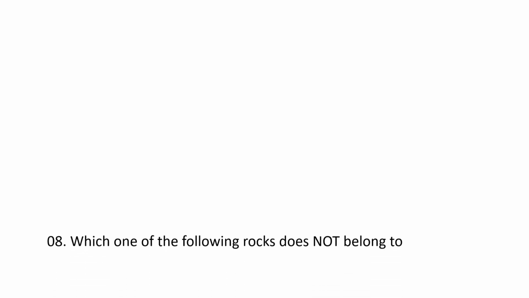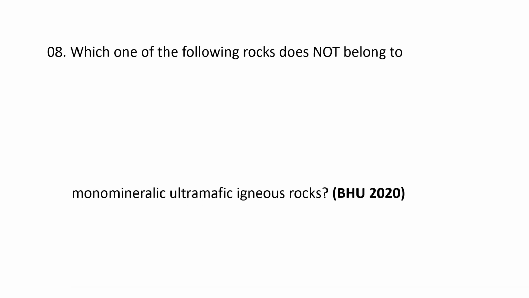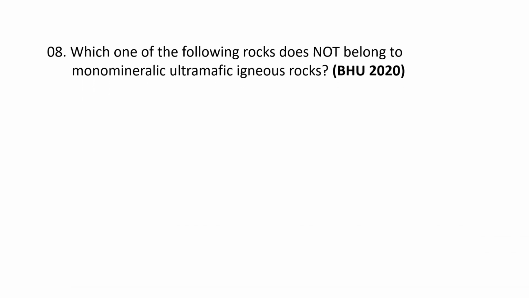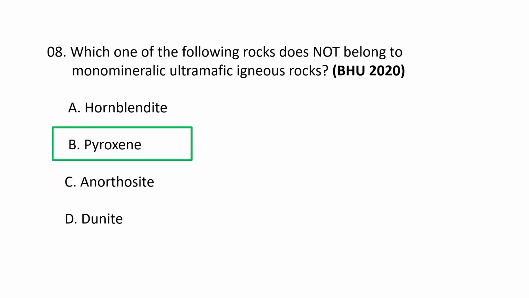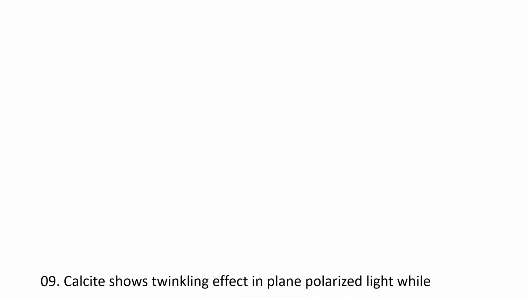Next question. Which one of the following rocks does not belong to the monomineralic ultramafic igneous rocks? A. Hornblendite, B. Pyroxene, C. Anorthosite, and D. Dunite. So obviously pyroxene is a mineral. So the rock that does not belong to the monomineralic ultramafic igneous rocks is B. B is the correct option. Next question.